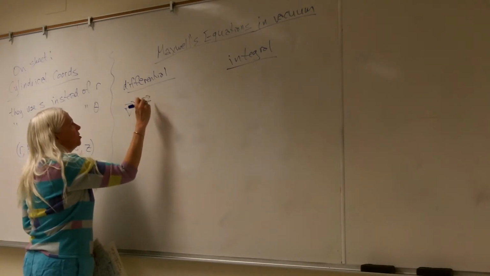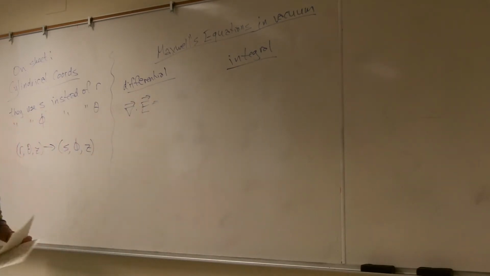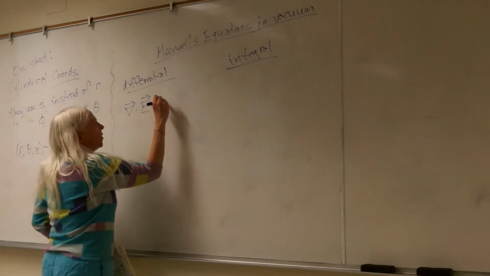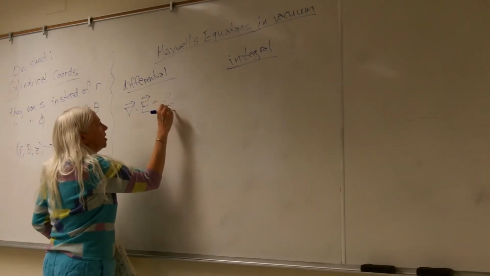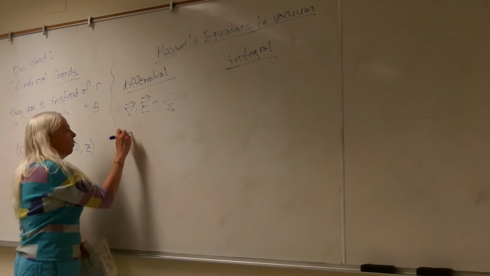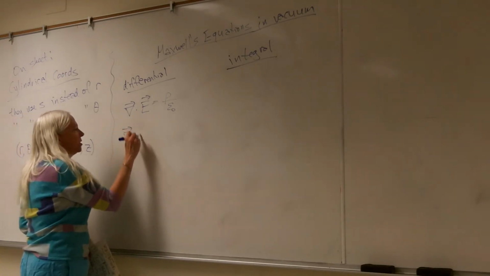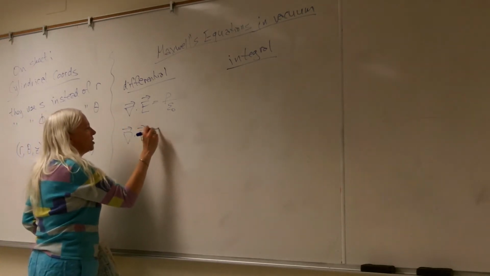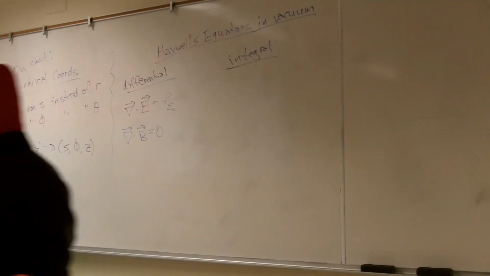So anyway, if I do that, Gauss's law, which is normally considered the first one of Maxwell's equations, tells us that the divergence of the electric field is equal to a charge density rho divided by the constant epsilon naught. The second one, which is Gauss's law for magnetism, tells us the divergence of the magnetic field, the B field, is 0.